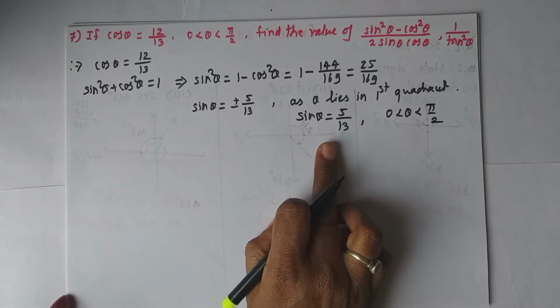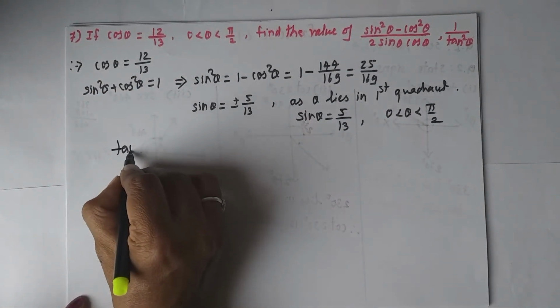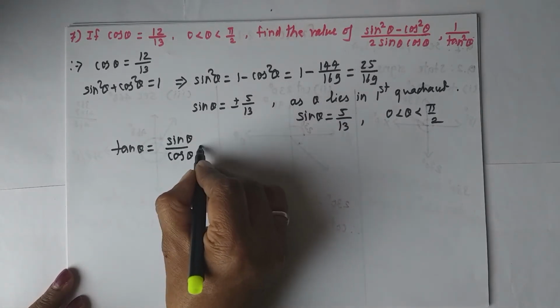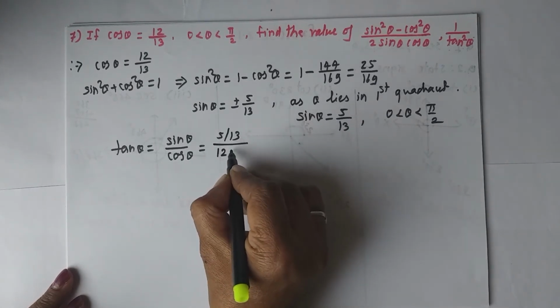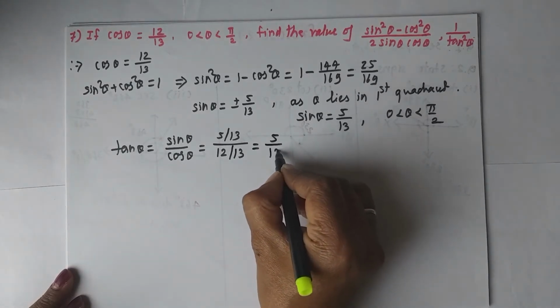Okay. Now we have got sin theta here. We know cos theta. Then what will be tan theta? Tan theta means sin theta divided by cos theta. You keep the value of sin theta as 5 by 13 and the value of cos theta as 12 divided by 13, and I will get tan theta as 5 by 12.